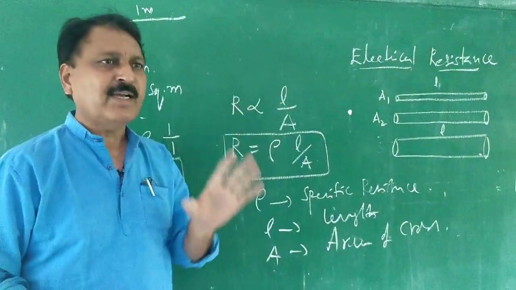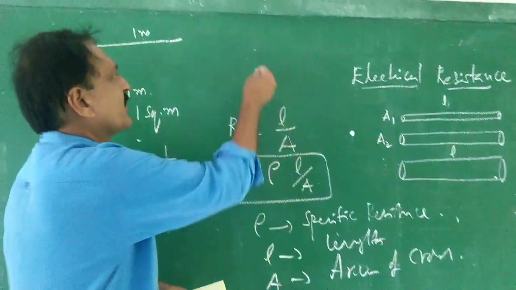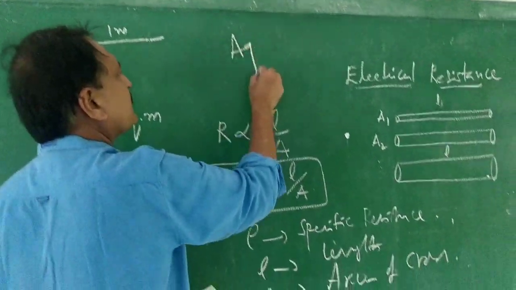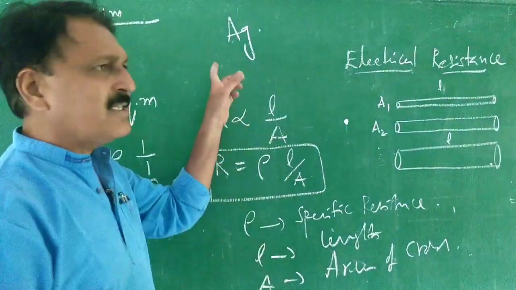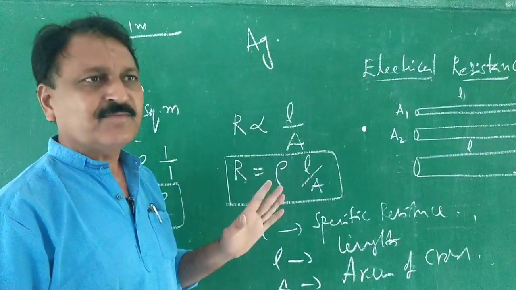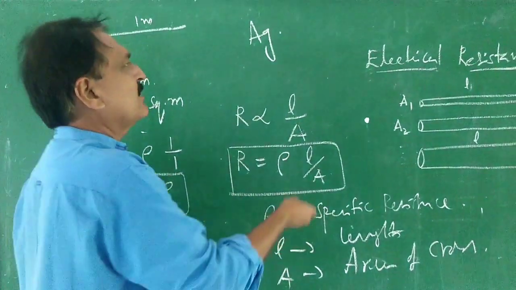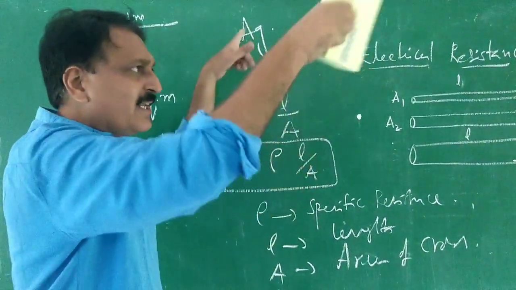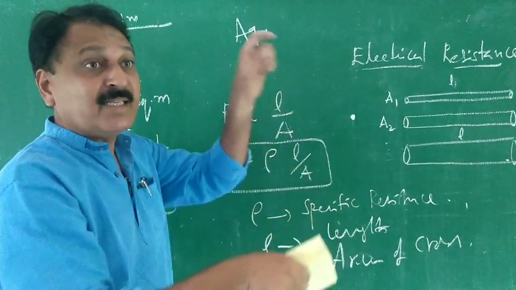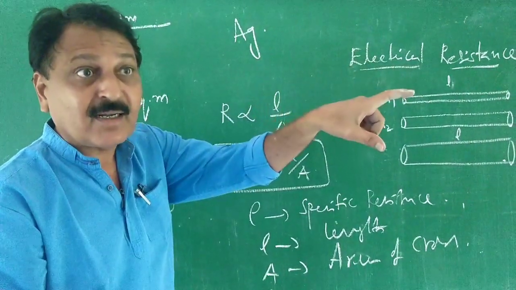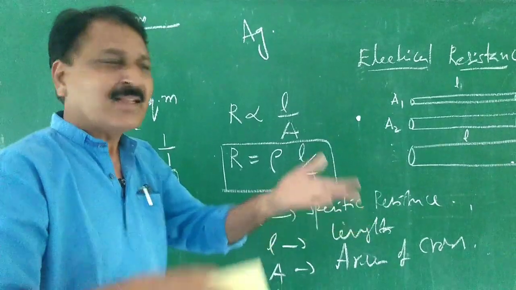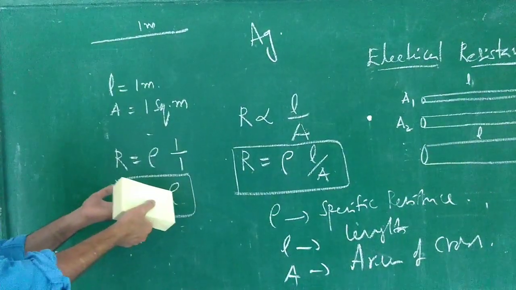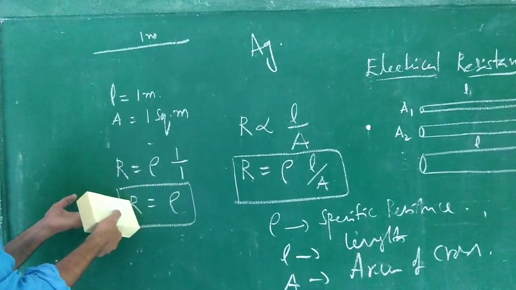Suppose you want to find the specific resistance of silver. Take a silver wire of length 1 meter, area of cross section 1 square meter. Measure the resistance of that. If you measure the resistance of that silver wire of length 1 meter and area of cross section 1 square meter, that is nothing but the specific resistance of that material.